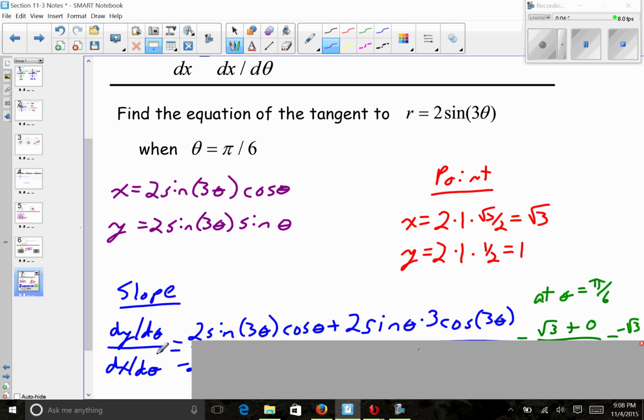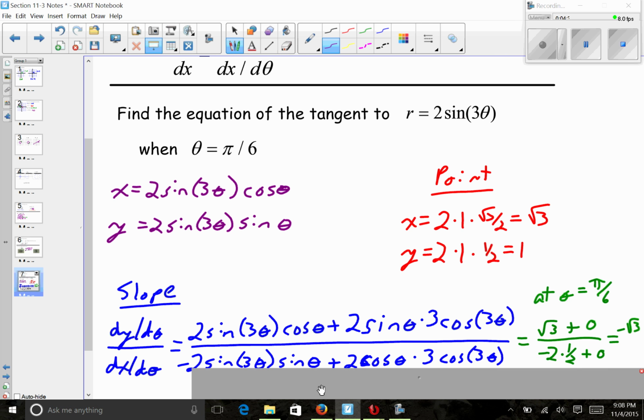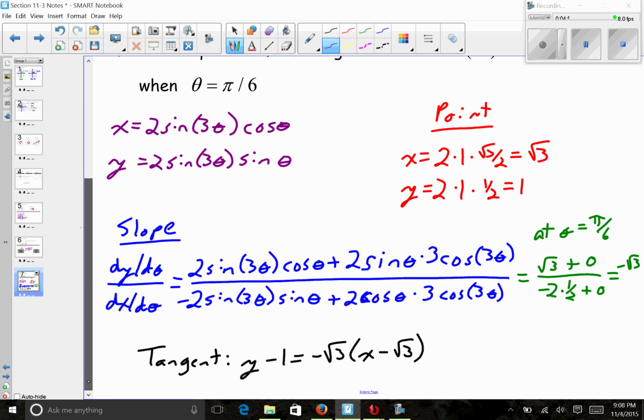And then to find dx/d theta, I need the derivative of this, and I'll need to use the product rule again, which would actually give me negative 2 sine of 3 theta sine theta plus 2 cosine theta times 3 cosine 3 theta. And we're interested then in the value of this when theta is pi over 6. So when I plug pi over 6 in for theta, I get that my slope is negative radical 3, which then means that our tangent, because we know the point and we know the slope, would be y minus 1 equals negative radical 3 times the quantity x minus radical 3.